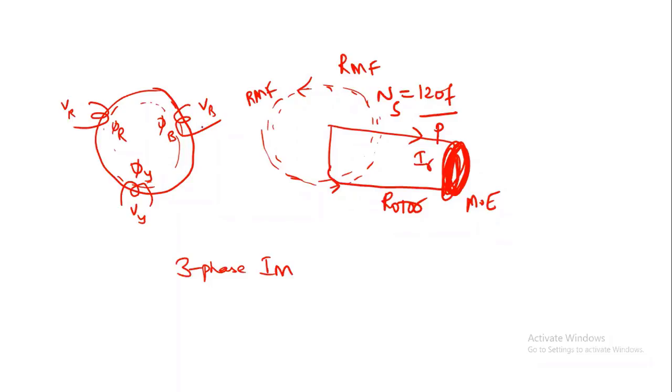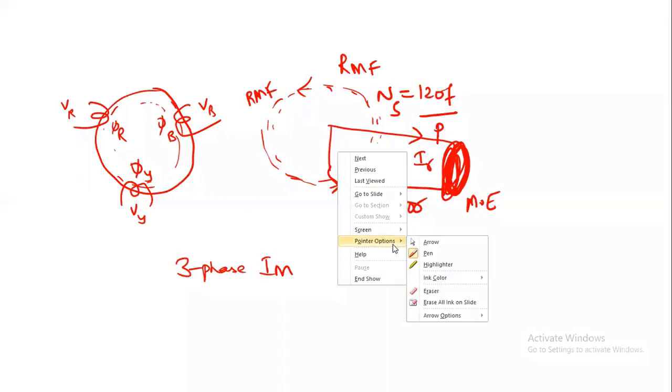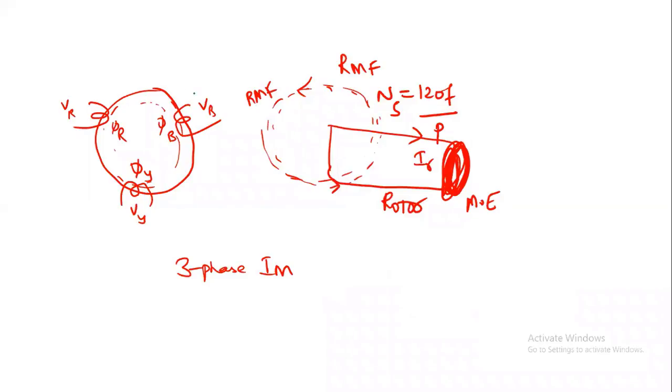Now from three-phase, you remove one phase. Out of three, you remove one, it becomes two-phase. Out of three, you remove two, it becomes one phase. So what happens is the field gets weak. It doesn't remain the same field. But one point you have to note here is very important.